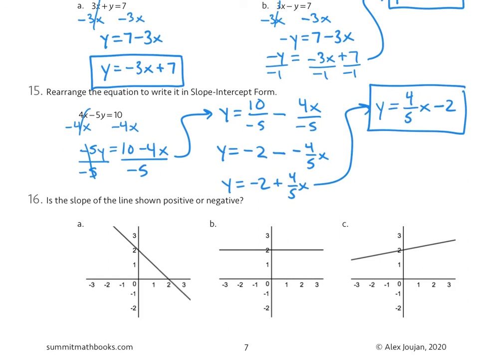16. Is the slope of the line shown positive or negative? This line going from left to right is going downhill, so if you read it from left to right and it's going downhill, that means the slope of the line will be negative.